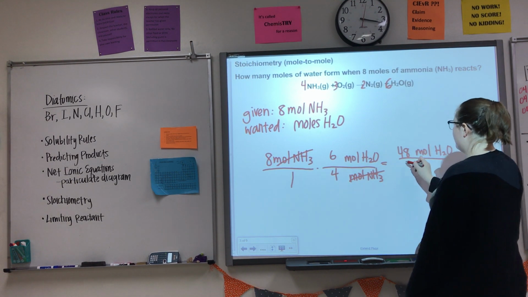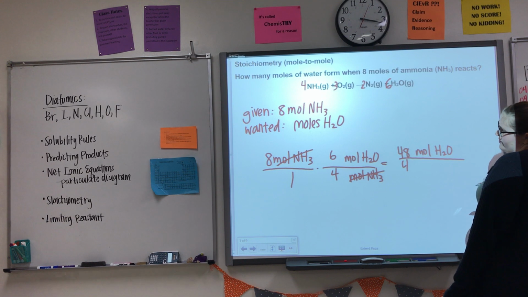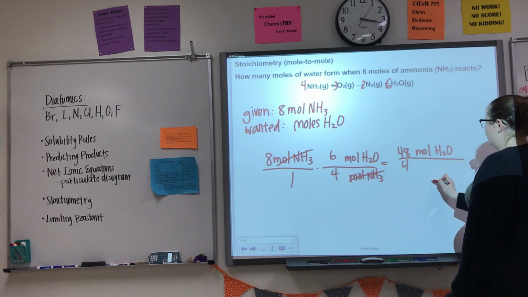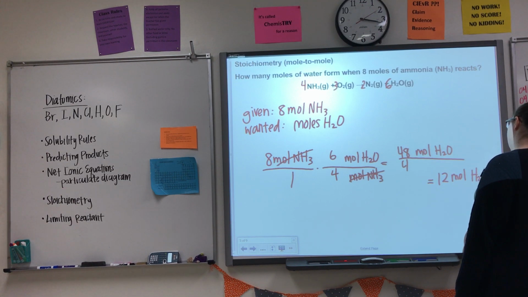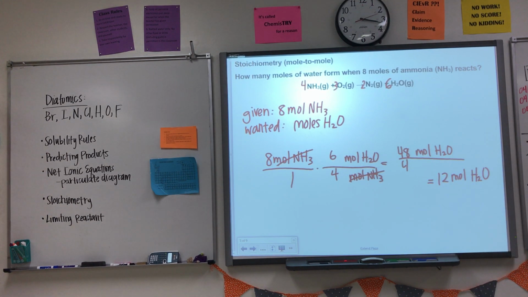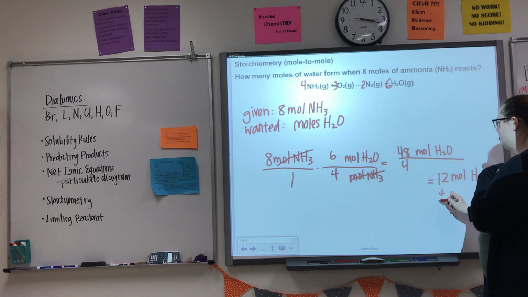And then I have 4 on bottom. 48 divided by 4 gives me 12 moles H2O. Now, according to this problem, I would need one significant figure, which would make me want to round this number down to 10 moles of H2O.